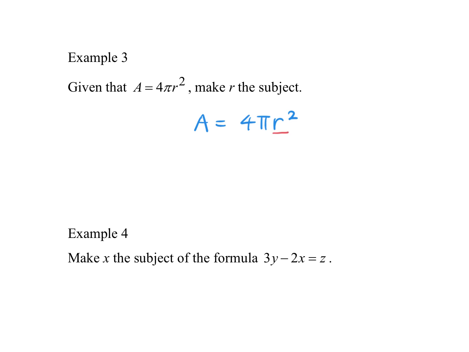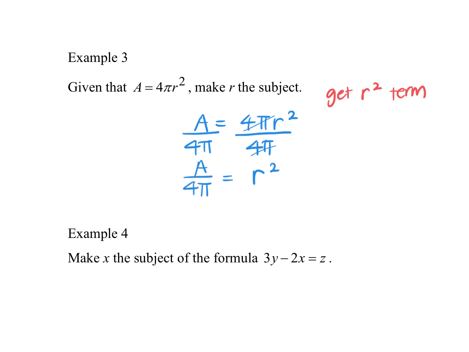So what we need to do, the first aim is to get the r squared term alone. So what do we have? What are the company, the bodyguard for r squared? For r squared itself, there is a 4 pi over here. The relationship between them is multiplication. So we're going to do the reverse operation. We're going to divide away 4 pi, divide away 4 pi. In that case, 4 pi and 4 pi cancel. You're left with r squared equals A over 4 pi.